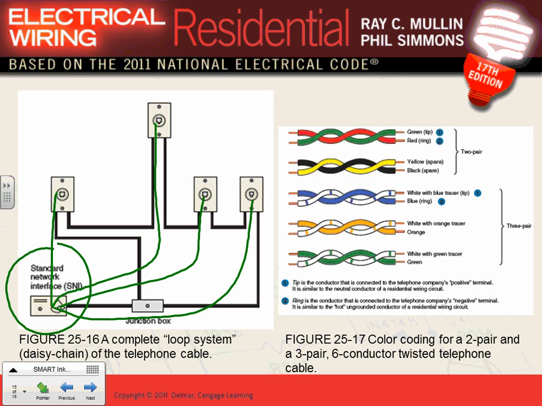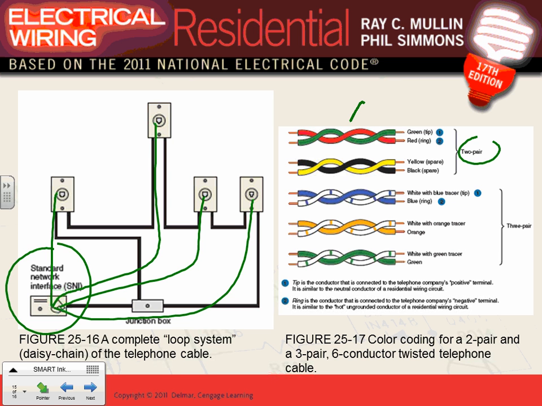The problem with daisy chaining is that the more connections you add, the weaker the signal gets. A lot of people will do home runs directly into the demarcation point. Here's where you get your two pair at least.